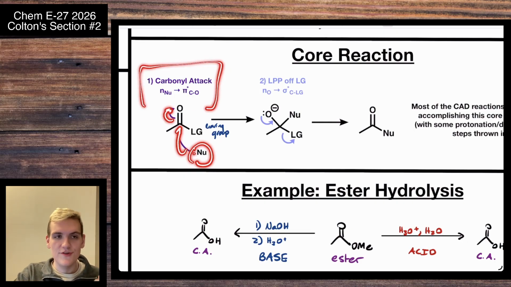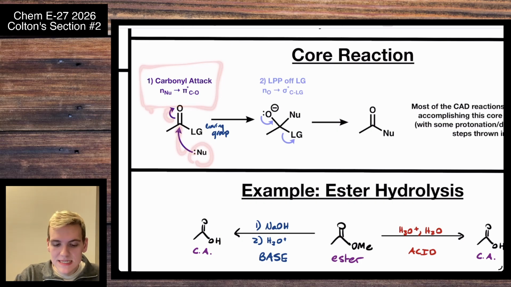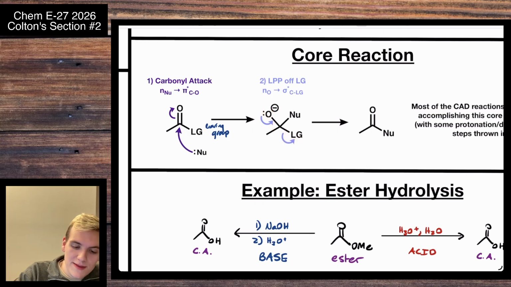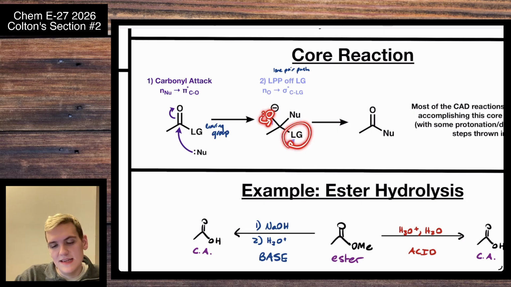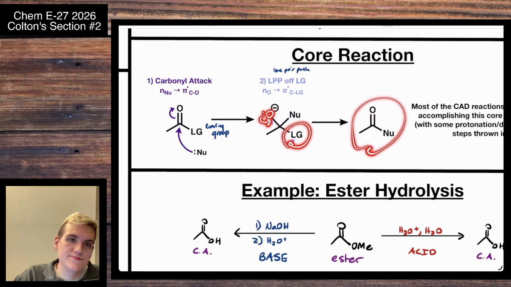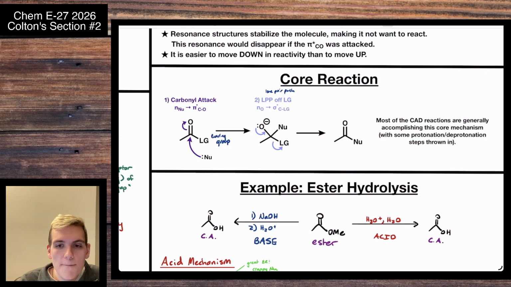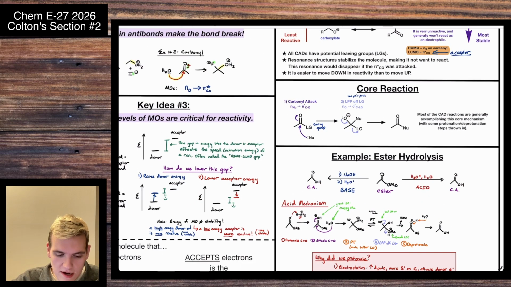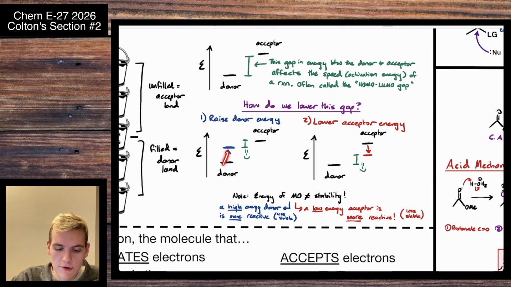So that's our first step, this carbonyl attack. And then we are going to do this thing that we call a lone pair push and kick off our leaving group. LPP is lone pair push, and I'll talk about that a little bit more later. But we are just going to reform our carbonyl and kick off this leaving group. And then now we have a new functional group. So that's kind of the core idea. But these strategies that we saw here, of raising the energy of the donor and lowering the energy of the acceptor, we see a lot in these CAD reactions, and we're going to see a lot in biochemistry.